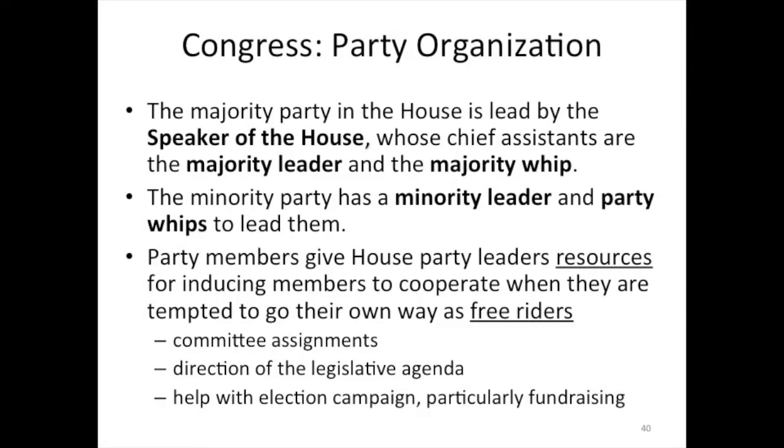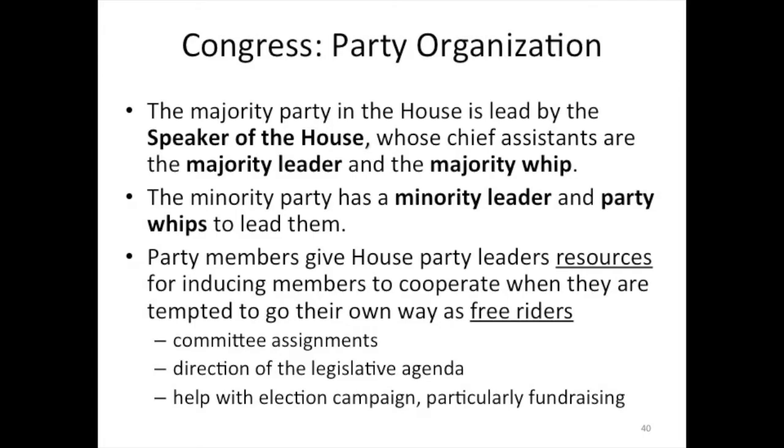The party whips are in charge of rounding up votes for their parties, making sure there's enough support for a bill, coordinating actions among the party, that sort of thing. Now remember, party leaders can give good committee assignments. They have the power to direct the legislative agenda, and I'm speaking primarily of the Speaker of the House, but can also help members with election campaigns, particularly fundraising.